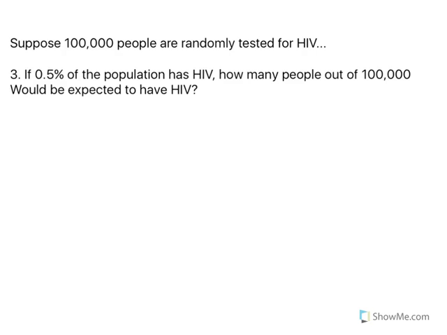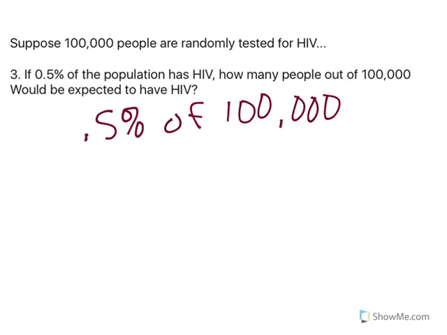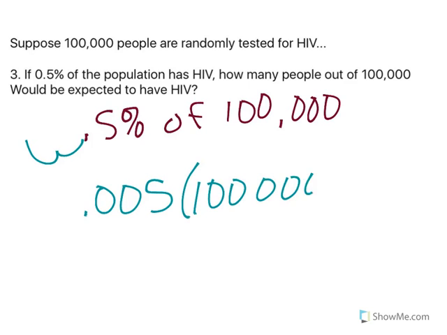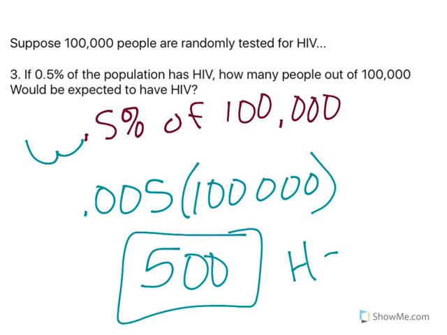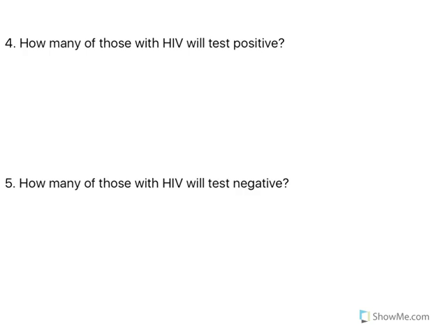So, suppose 100,000 people go in and are randomly tested for HIV. Based on the 0.5% of people who have HIV, how many out of 100,000 would be expected to have it? So this is 0.5% of 100,000, because that's how many people we're talking about. Well, recall that when you turn a percent into a decimal, you move 2 decimals to the left. So this is 0.005. Of means times, and we're going to multiply by 100,000. So we find out that 500 people should have HIV. Okay? Based off of this percentage.